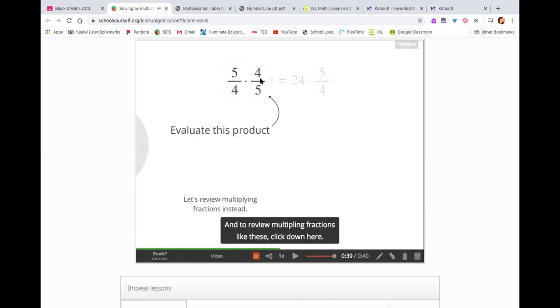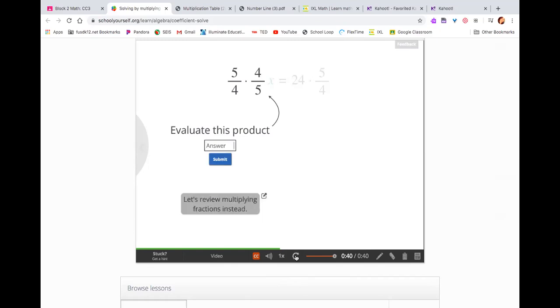So we do this a little different. They're doing 2 steps at once. We break ours down to 1 at a time. So whichever way you are more comfortable with. Evaluate this product. Okay, so what am I going to do? I have a 5 on top and a 5 on the bottom and a 4 on top and a 4 on the bottom. So what cancels out?